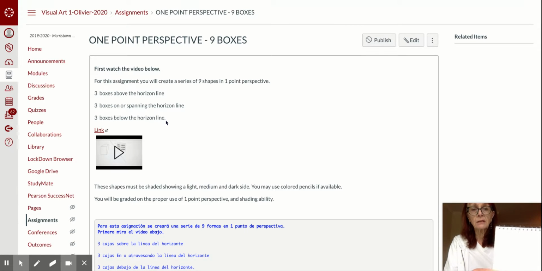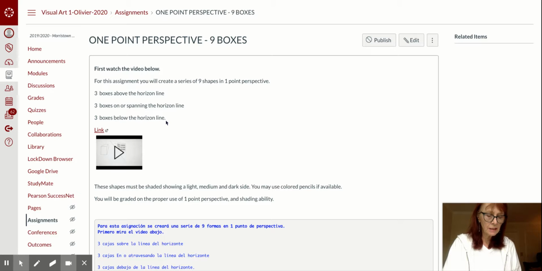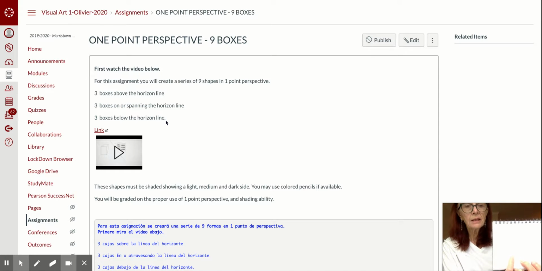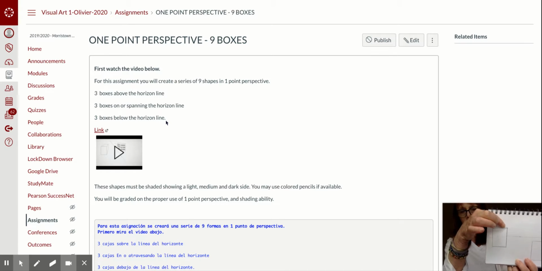Okay, I hope you can see this. Not sure what you can see. All right, so I'm going to draw that a little bit darker. This is an example. What I'm drawing now is an example of a box, the beginning of a box, that's spanning the horizon line. It's spanning the horizon line because the bottom of the box is below the horizon line and the top of the box is above the horizon line. So that's spanning the horizon line.